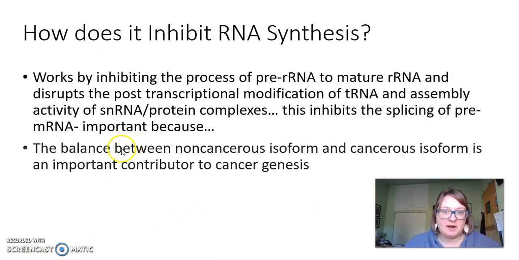Okay, so how does it inhibit RNA synthesis? It works by inhibiting the process of what's called pre-RNA to mature RNA, and it disrupts the post-transcriptional modification of the transcriptional RNA and the assembly activity of the snRNA and protein complexes. So this inhibits the splicing of the pre-mRNA, and this is important because the balance between the non-cancerous isoforms and the cancerous isoforms is a big contributor to the growth of cancer and the beginning of it.